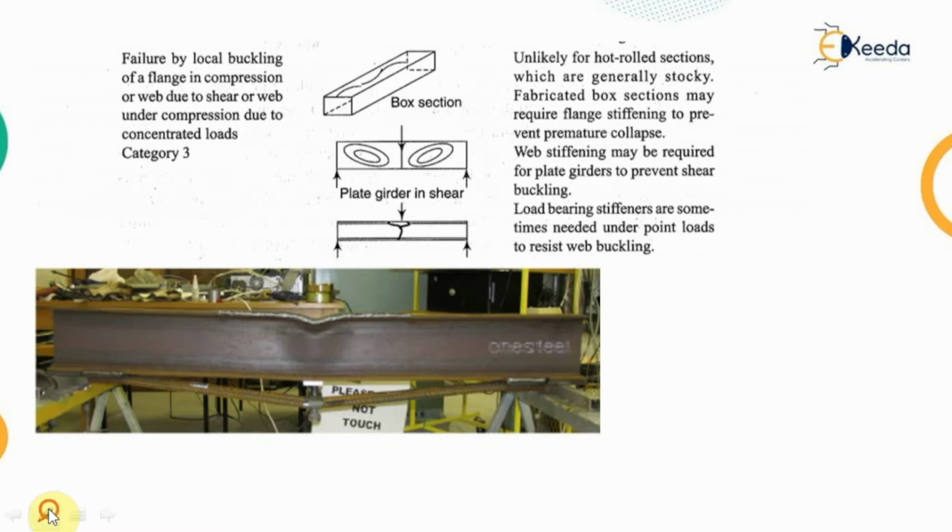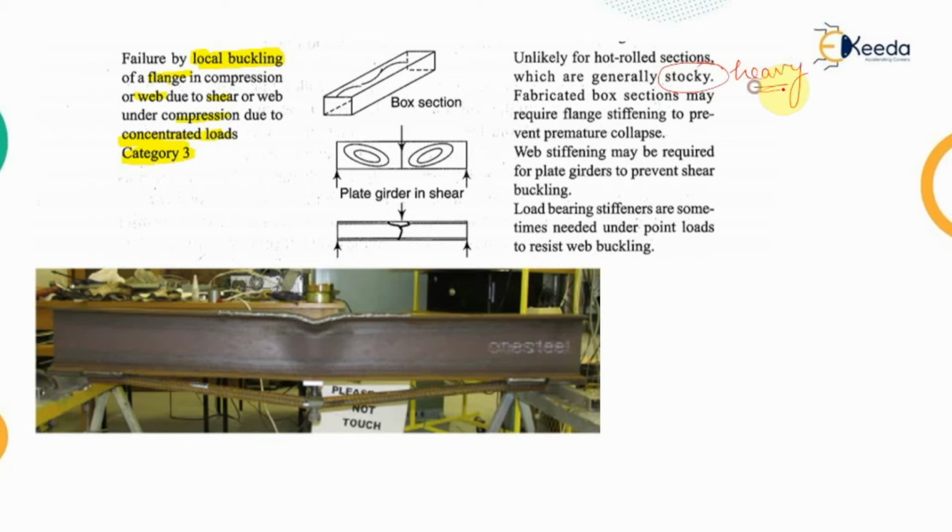Now the third type of failure for the hot rolled beams is because of the local buckling of a flange or a web. The flange will be failing because of the compression, while the web may fail because of the shear or because of the compression both. And these shear and compression, when they are because of the concentrated load, fall under category 3 of the failure modes. Now what happens, whenever we are using the hot rolled steel sections, they are stocky in nature, that means they are heavy.